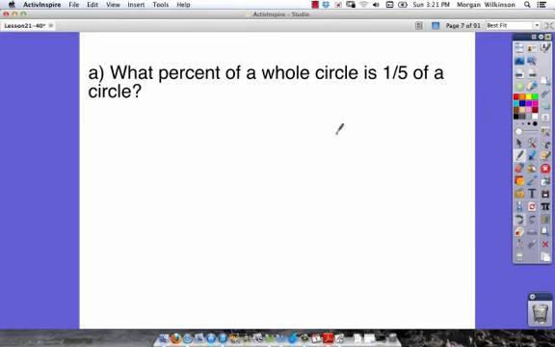What percent of a whole circle is 1/5 of a circle? If we wanted to look at that, we'll use our diagram box. A whole circle is always going to be 100%. That's the whole thing. Again, we're going to make a diagram box below our total, and we're going to divide it into 5 equal parts.